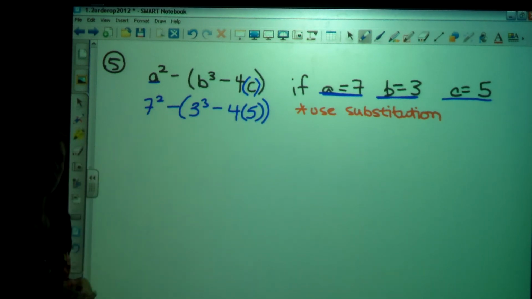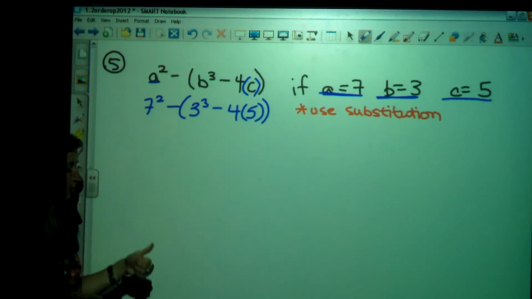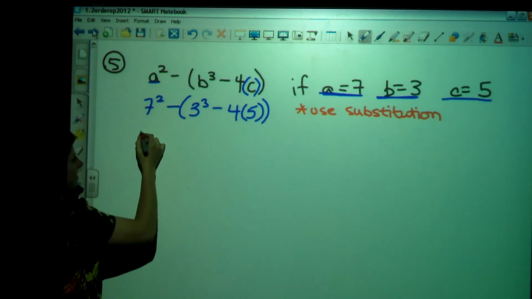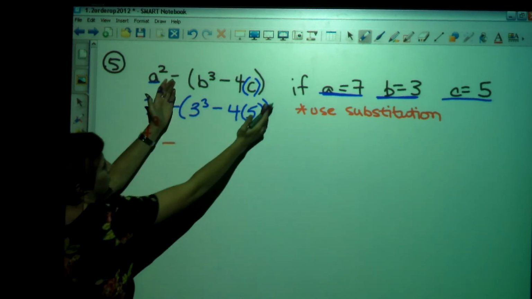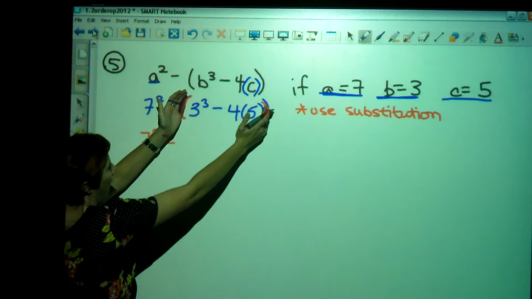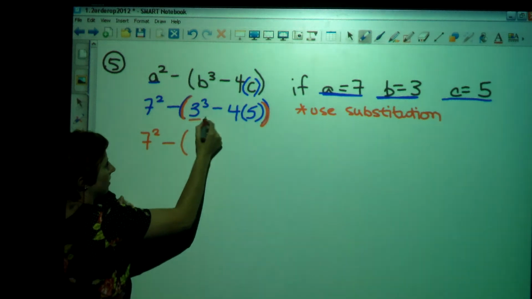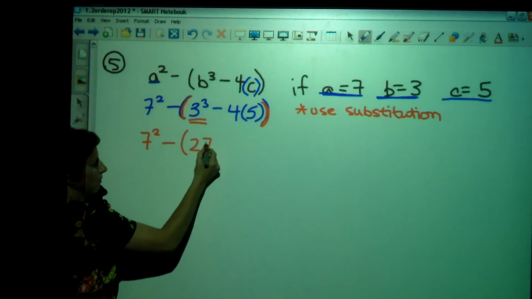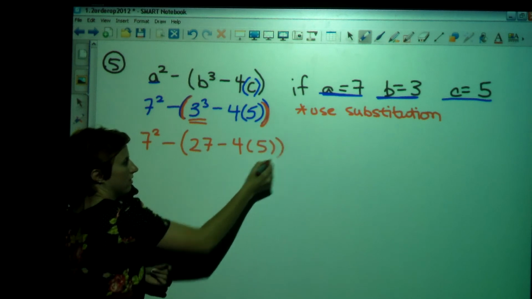Once we substitute, we're back to our order of operations. We look for step 1, parentheses. I have parentheses, so my 7 squared is outside of it, so he just drops down. My minus symbol just drops down. Then we look into the parentheses. And we remember we have to do the order of operations inside of it. So I have to do my exponents. 3 to the 3rd power. So 3 times 3 times 3 is 27. I'm going to drop down my minus 4 times 5 because he's a different operation.